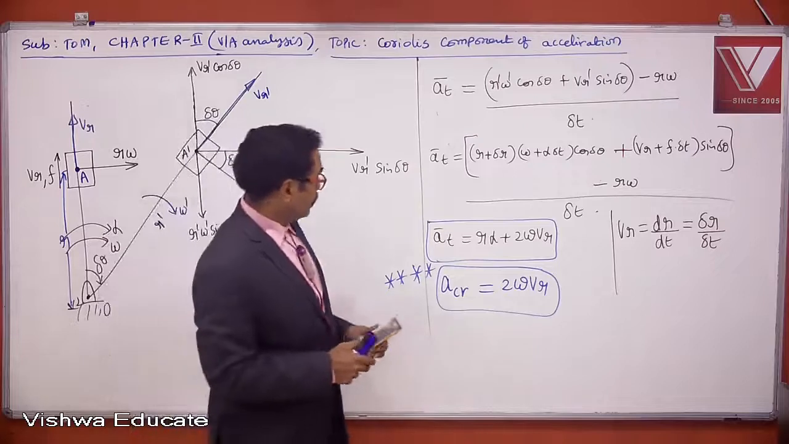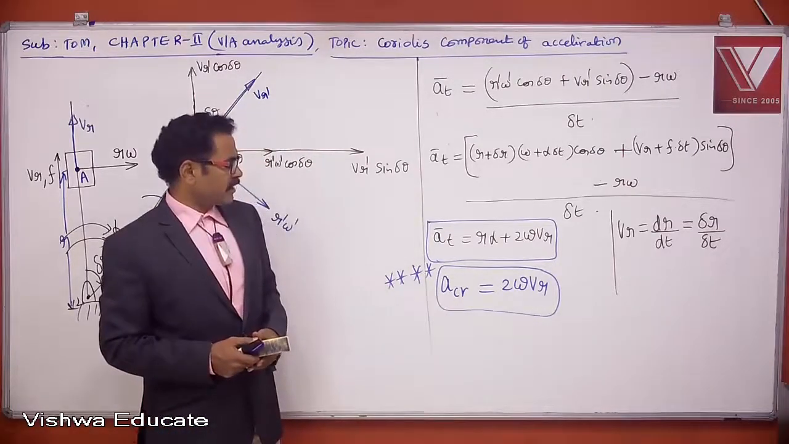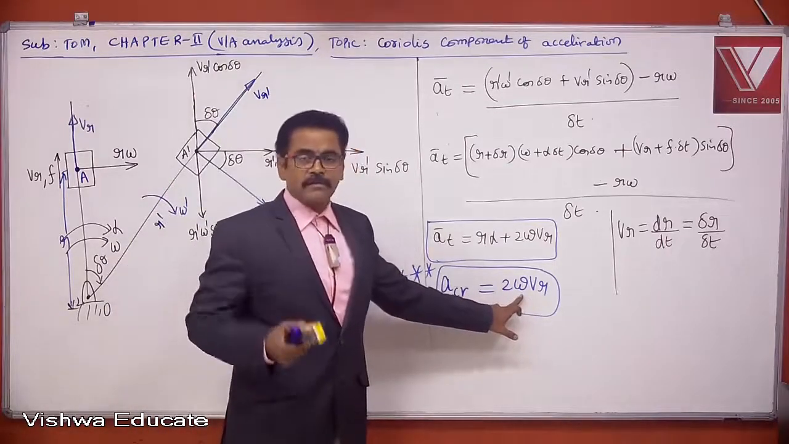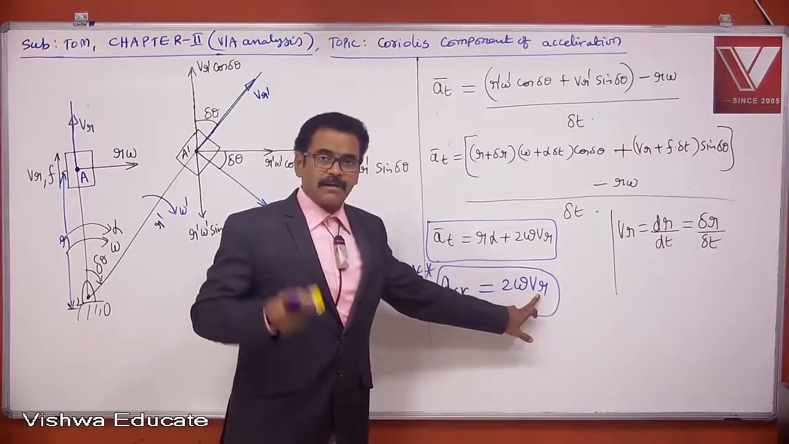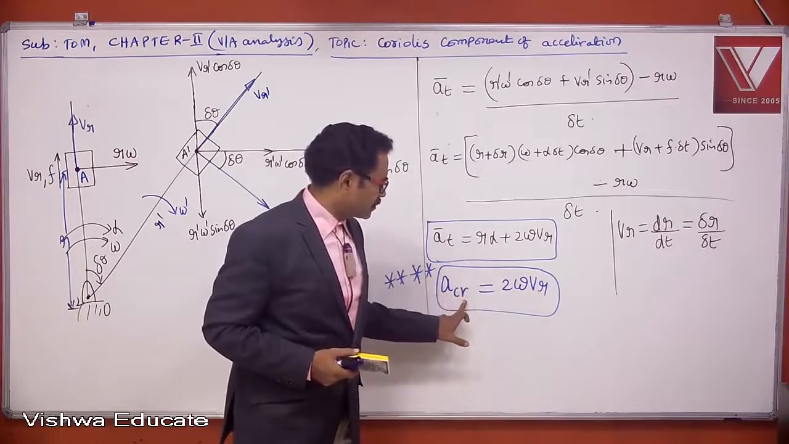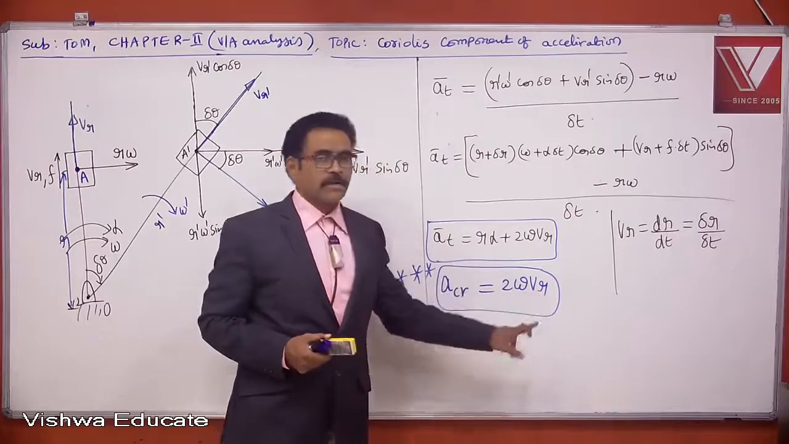Right? You might have copied it. Now see here, Coriolis component of acceleration equals 2 into omega into VR. Omega represents rotation, rotary motion. VR represents radial motion. For getting Coriolis component of acceleration, both rotary motion and radial motion should be there.